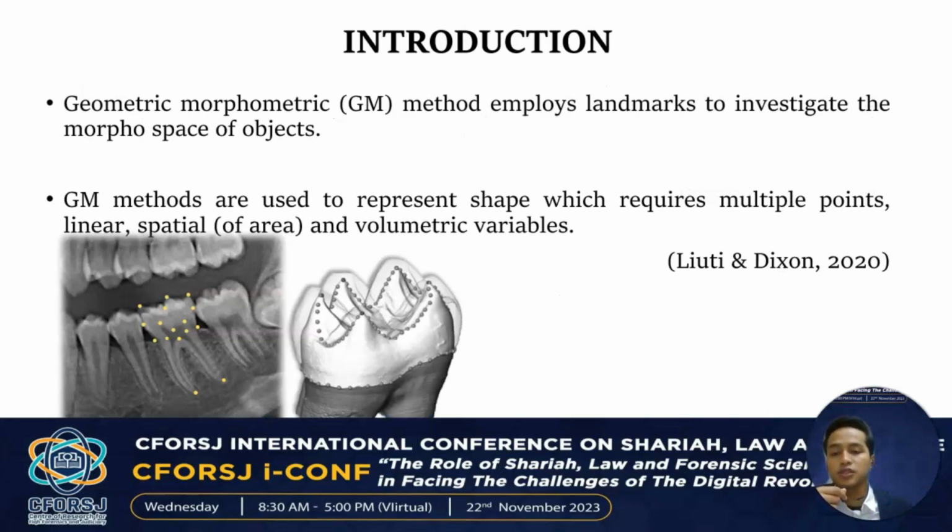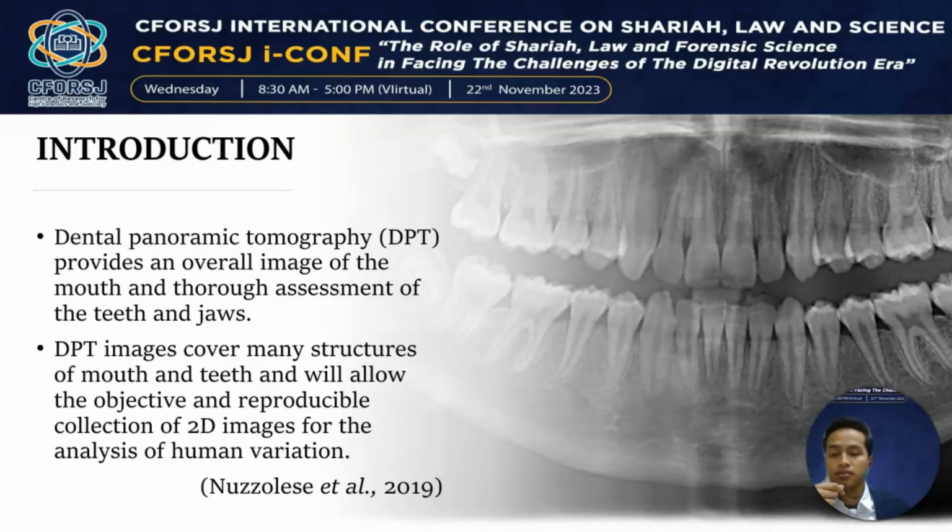In this research, we are using GM, which is geometric morphometrics, a method that employs landmarks to investigate the morphospace of an object. This GM method can also represent shape, which requires multiple point, linear, spatial, and volumetric variables.